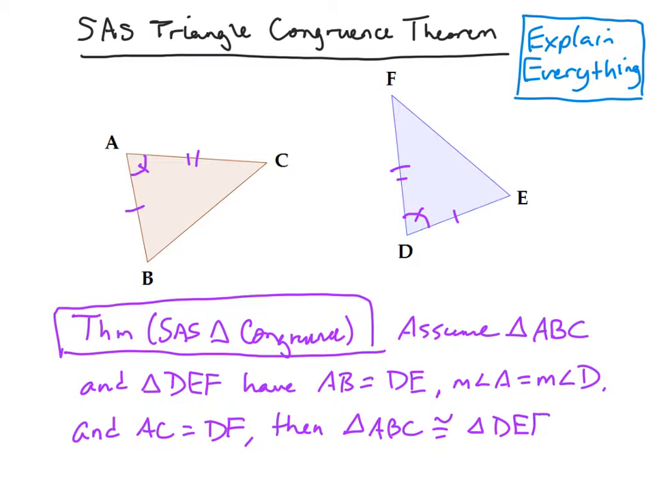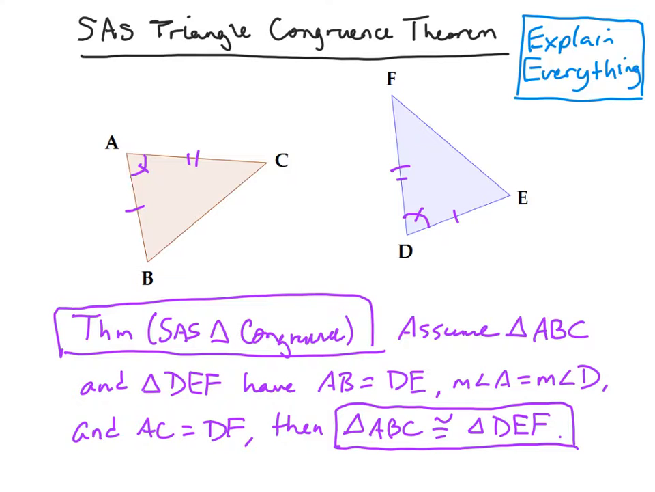And you'll notice when I write that, I'm writing that in such a way that the vertices are written in corresponding order. That is, use my little pointer tool here, A corresponds to D, so A corresponds to D in this congruence, B corresponds to E, and C corresponds to F. All right. When I write a congruence statement, I should always write the congruence statement that way, so that the vertices are written in corresponding order.